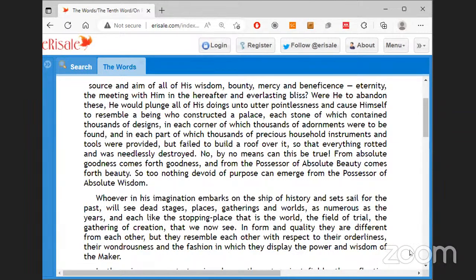No, by no means can this be true. From absolute goodness comes forth goodness, and from the possessor of absolute beauty comes forth beauty. So too nothing devoid of purpose can emerge from the possessor of absolute wisdom.